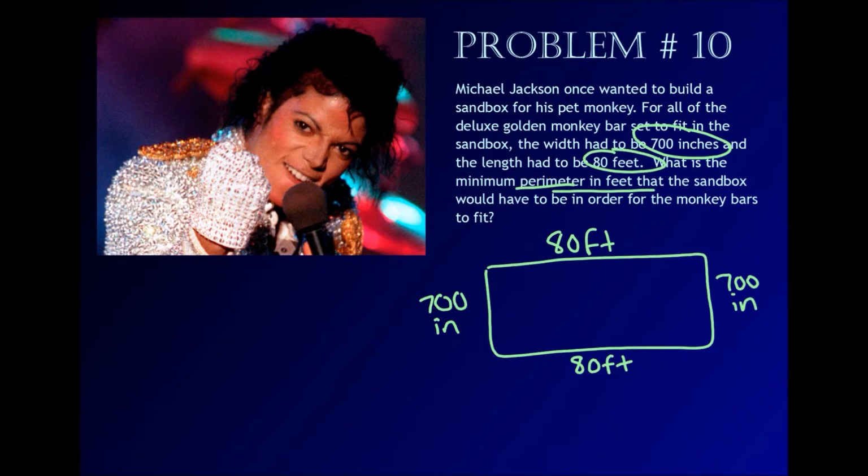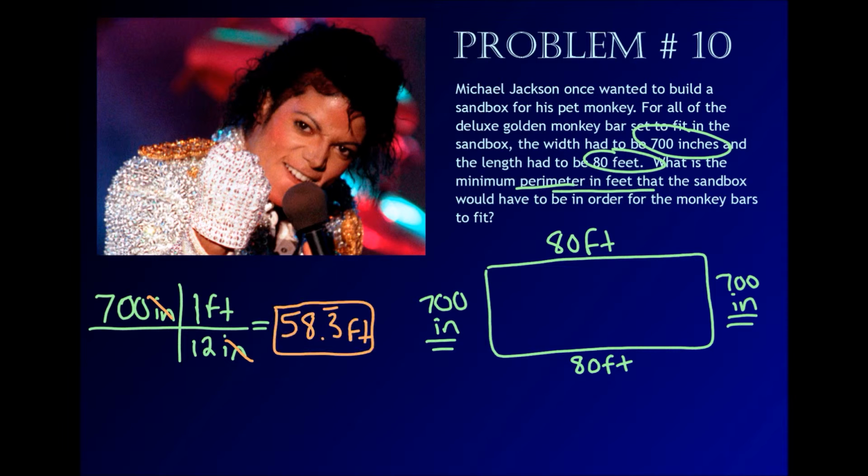But I got to find it in feet, so therefore these inches that I have on the sides have to be converted into feet before we can add up to get the perimeter. So if you look over here to the left, I've already set up the conversion table. My inches will cross out, and I'll just have feet left over, which is what I want. 700 times 1 divided by 12 ends up being 58.3 feet, where the 3 is repeating. So I've crossed out the inches and I've replaced it with the 58.3 feet that we found.